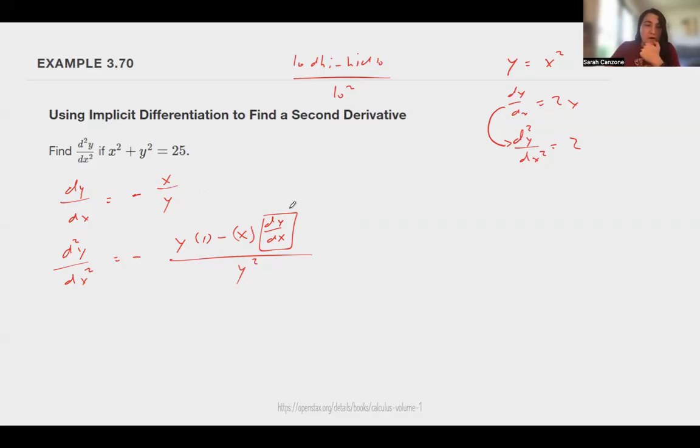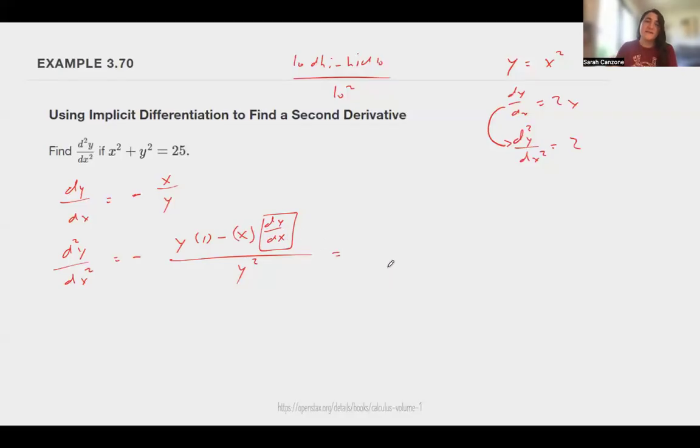All right, so now what we see is we have a first derivative within our second derivative. And that might look a little bit confusing at first, but the cool thing is that we know what our first derivative is already. We solved for it when we found the first implicit differentiation question. So all we have to do is plug in our first derivative.